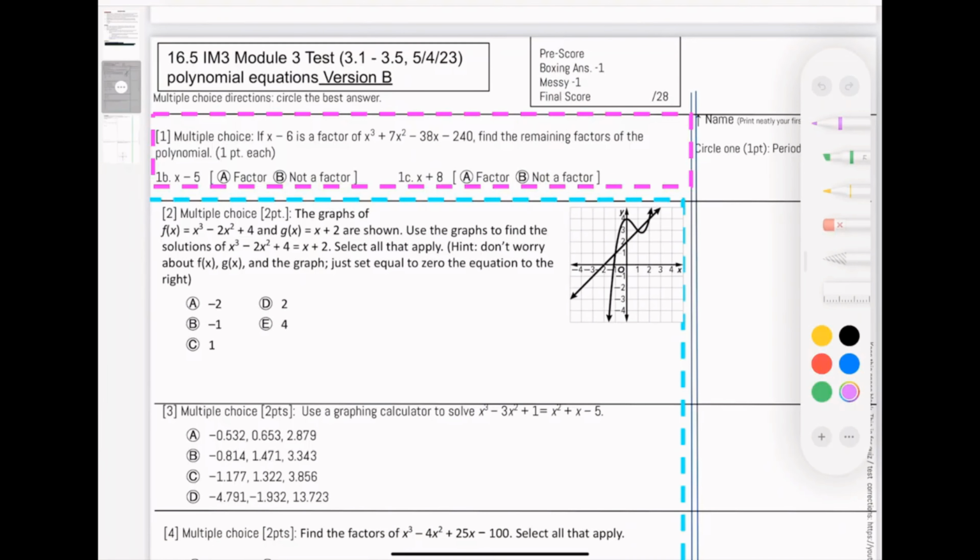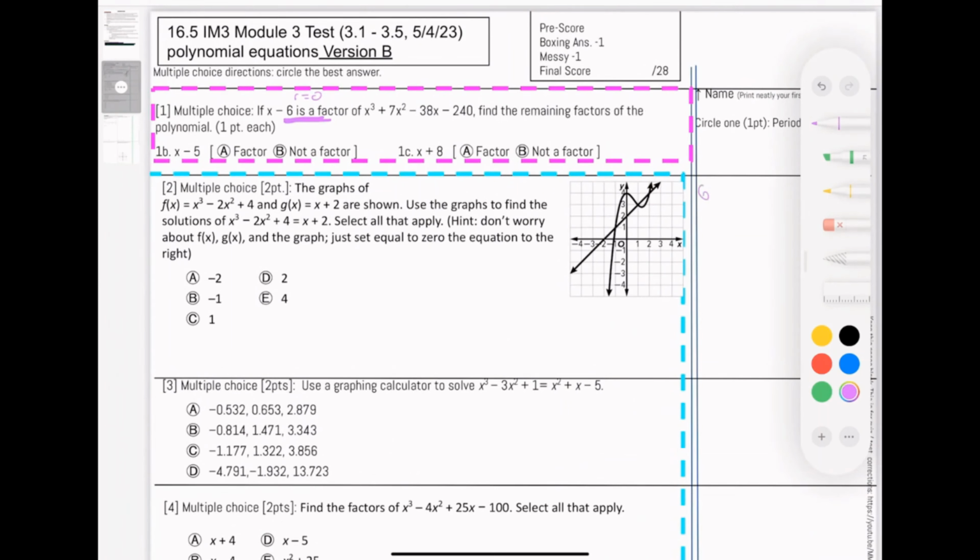Hey guys, let's go over the 16.5 Integrated Math 3 Module 3 test on polynomial equations. This is version B. Number 1, if x minus 6 is a factor, I wanted to note that when you know that it's a factor, its remainder is 0. Find the remaining factors of the polynomial.